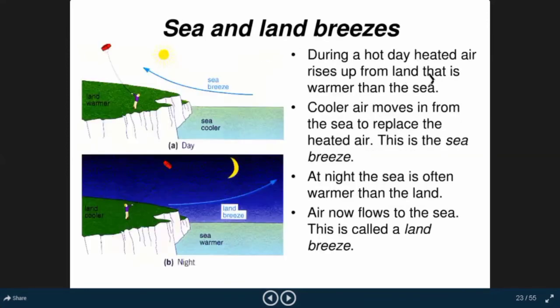In a hot day, the heated air will rise from land, because the land is warmer than the sea, and the sea breeze will replace that when it rises. And at night, it's the opposite. The sea is warmer, so heat will rise from the sea, and air from the land will fill that space. And so that's called land breeze. The above in the day is called sea breeze.